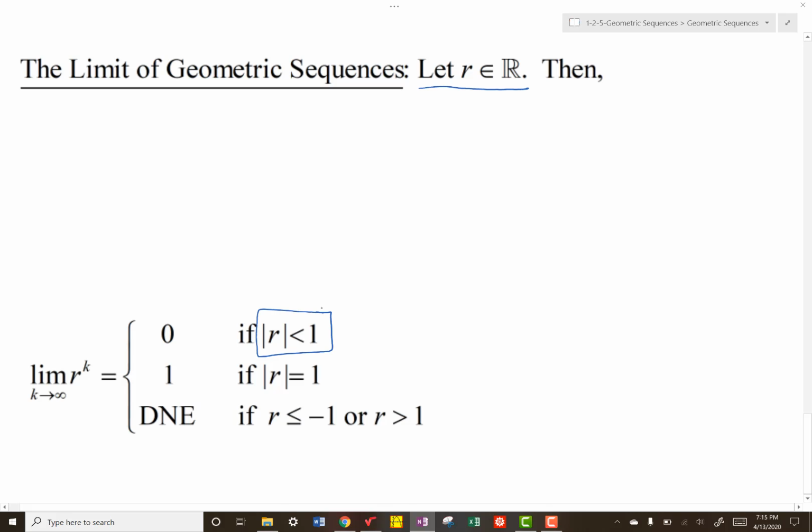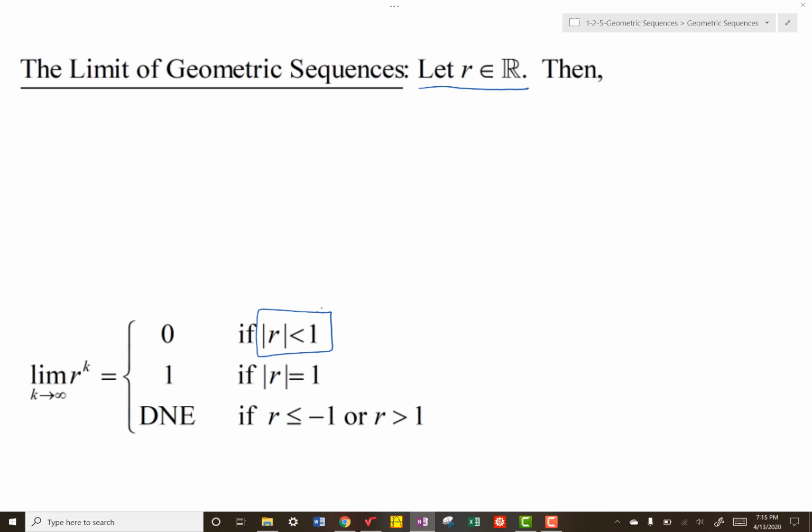so maybe it's 1/2, like in the example we saw. Maybe it's 1/10, like the example we saw. Maybe it's 0. Maybe it's -1/5, right? Magnitude less than 1. All values of r between -1 and 1, not including those. That limit is 0 because that base just gets smaller and smaller and smaller in magnitude, closer and closer to 0 as k gets very, very large.